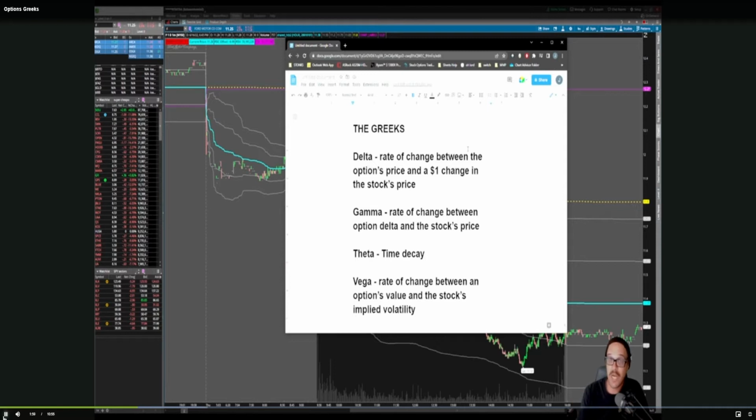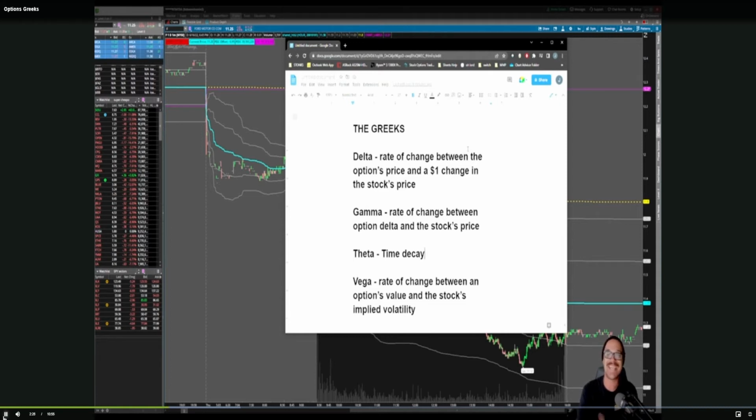So for call options, a delta is between 0 and 1, usually it's a number like 0.5. And for put options, it's between -1 and 0, which means it's telling you how much the option price is going to change if the underlying stock goes up or down $1. So it increases when it's in the money and it decreases when it's out of the money. I will get to examples and show you.